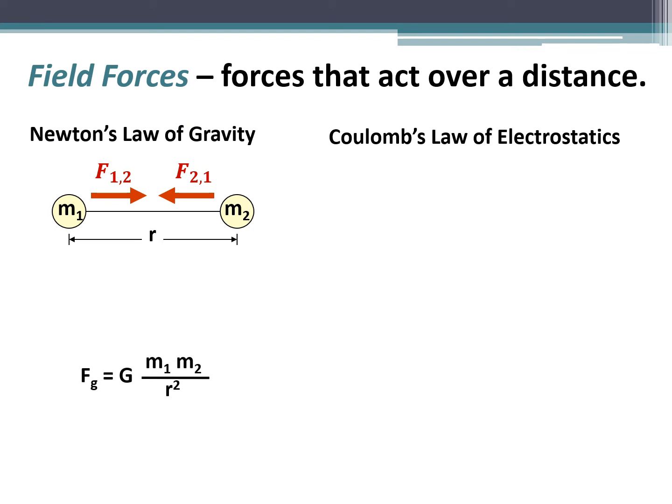If you remember from before, the force of gravity is going to be equal to the gravitational constant, which is 6.67 times 10 to the negative 11, times mass 1 times mass 2, divided by the distance between the two squared. And the reason I bring this up is because Coulomb's law looks very, very similar.